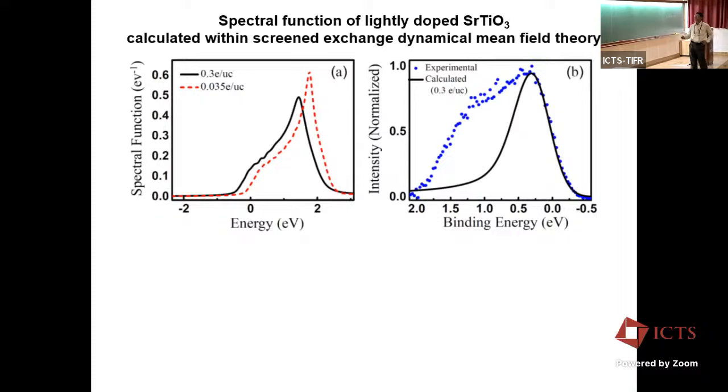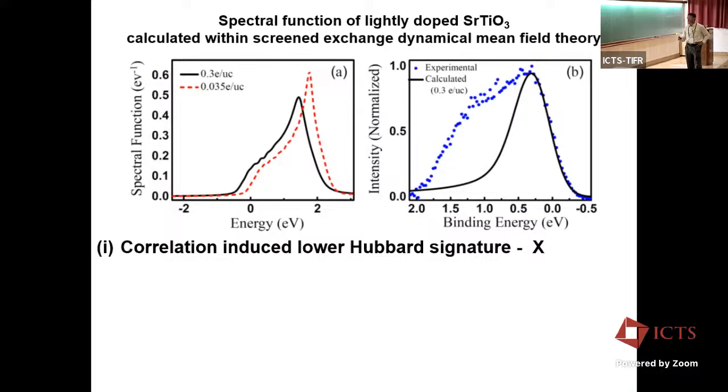And that's understandable because you have only 0.3 electrons out of the 10 states that are possible in the titanium. And so the chances of Coulomb interaction pushing out a very large spectral weight outside is very low. So this incoherent part is not driven by the Coulomb interaction. That's the essential message. So we can say that this is not a correlation-induced feature.